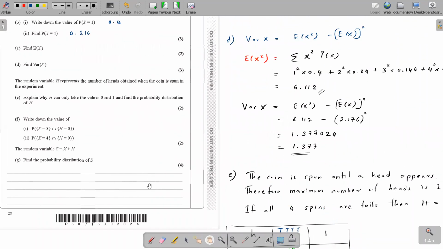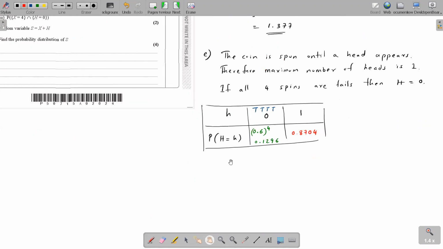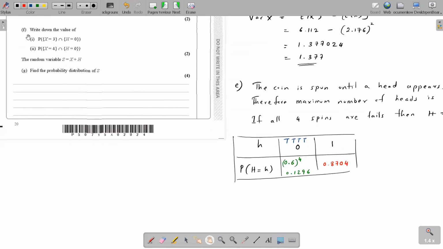What are they saying in the next one? Write down the value of the probability of X equals 3 intersection H equals 0. To do a question like part F, children, you really need to get the relationship between the X variable and the H variable. So X equals 3 means what? When they say X is 3, what do you mean? The coin is spun 3 times. When is the coin spun 3 times?